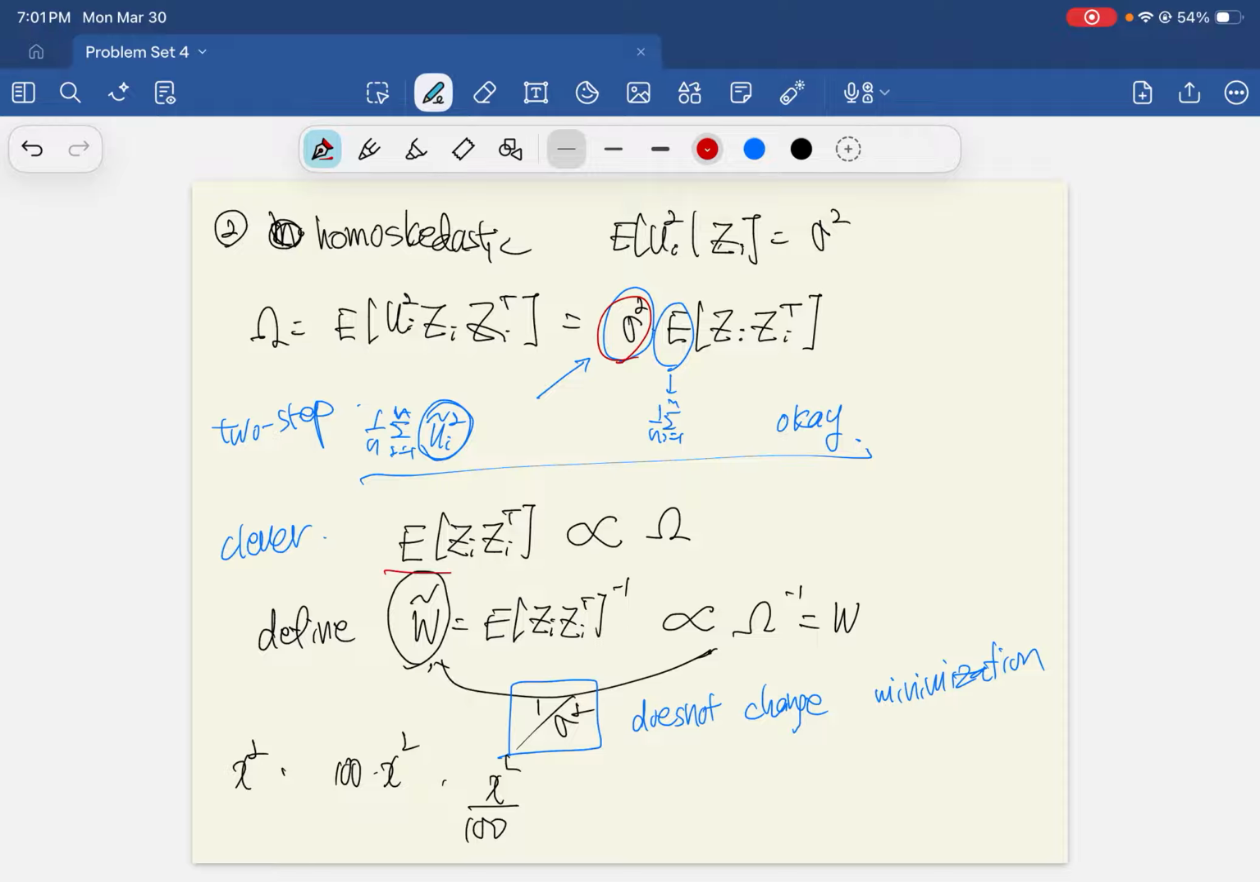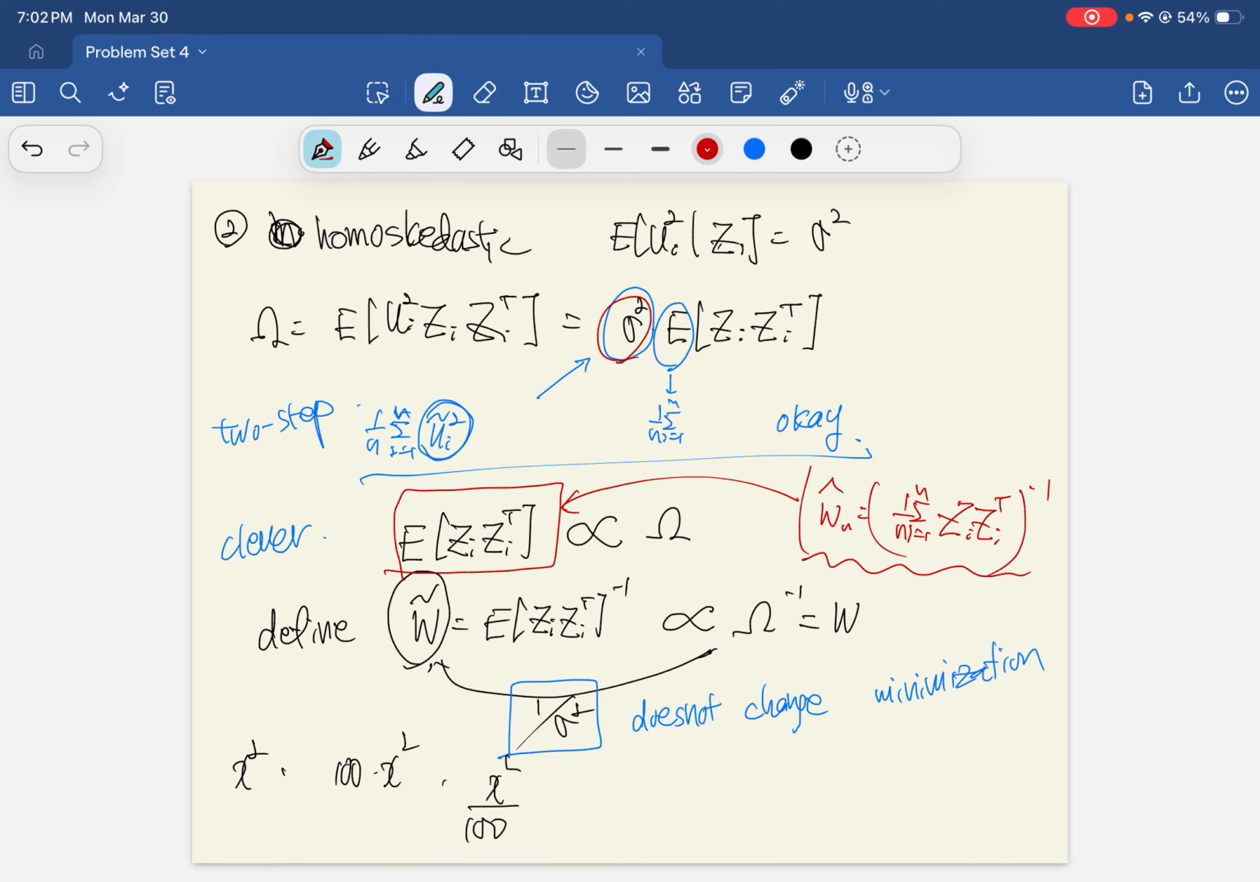And then you just need this part, you don't need a preliminary estimator, because you may use this directly. So you can just use this much without thinking about sigma squared, because that does not matter in minimization. So you can just do it in one step. Remember, this is when your error term is homoscedastic.